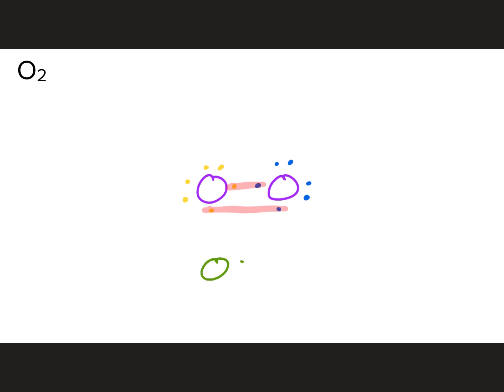The oxygens are going to share 2 pairs of electrons between them, but they're also containing 2 lone pairs on each. So whichever oxygen you were to look at, on the left side here we have 2, 4, 6, and 8, and on the right side we have 2, 4, 6, and 8, and we now have a double bond happening between them.